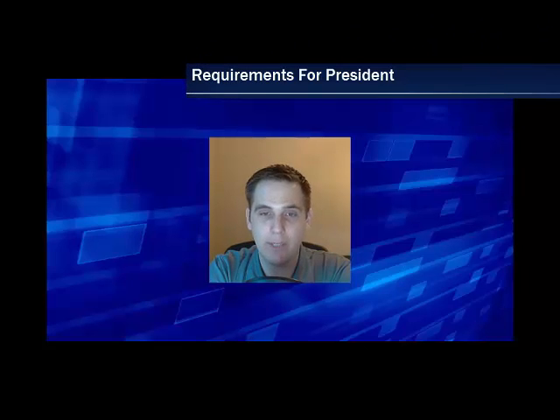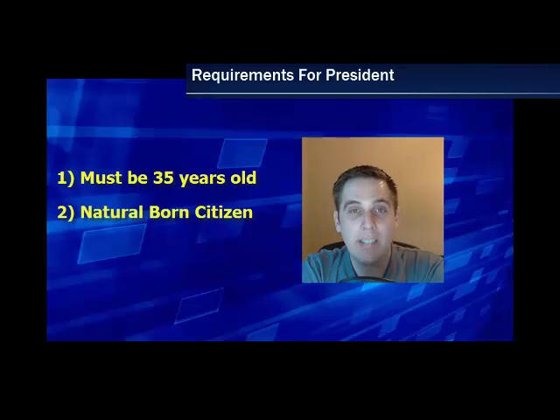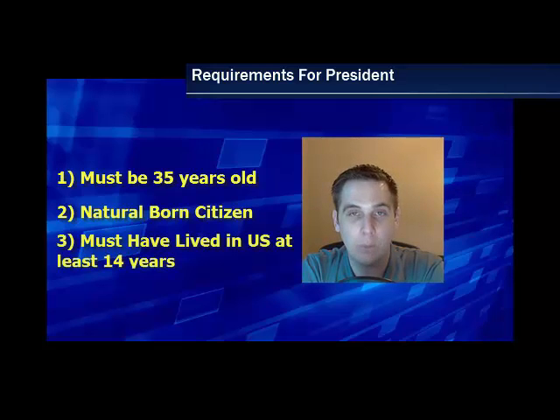So how do you become president? Well, you have to meet a certain amount of requirements. First is you have to be at least 35. You have to be a citizen who is naturally born in America. You can't be one that became a citizen later on in life. And you must have lived in the United States for at least 14 years.